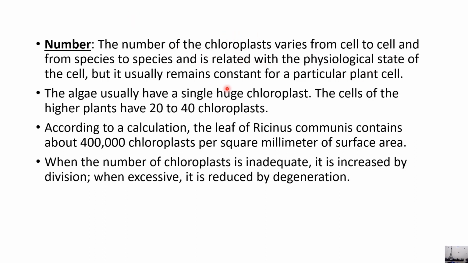The algae usually have a single huge chloroplast. Cells of the higher plants have 20 to 40 chloroplasts. According to a calculation, the leaf of this particular plant contains about 40,000 chloroplasts per square millimeter of surface area. When the number of chloroplasts is inadequate, it is increased by division. When excessive, it is reduced by degeneration.